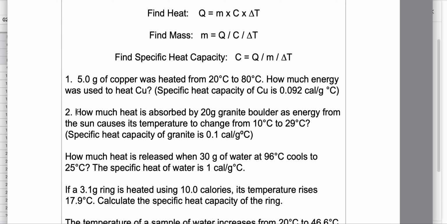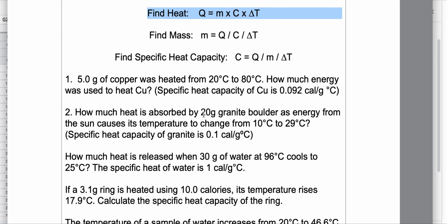Okay, for number 2, again it says how much heat. So we're going to be using this first formula. They give us the mass, that's your M right there, and the temperature is going from 10 to 29. That's a change of 19. That is your delta T in this formula. 10 to 29, that's a change of 19. And the heat capacity of granite is 0.1. So you're going to use this first formula.